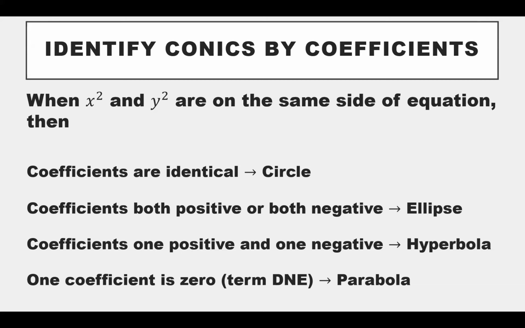If I have coefficients where one is a positive and the other is a negative, again, written on the same side of the equation, then I have a hyperbola. And if one coefficient on the x squared or the y squared is 0, so in other words, I don't see an x squared term or I don't see a y squared term, then I have a parabola. So this is an easy way to identify conics just by looking at the coefficients of the x squared terms and the y squared terms.